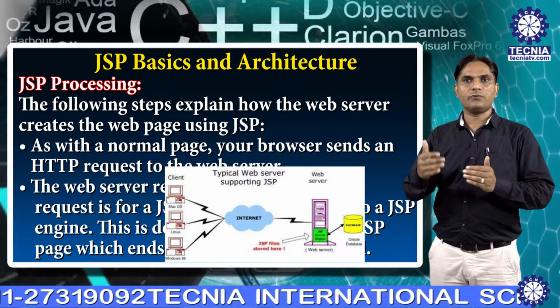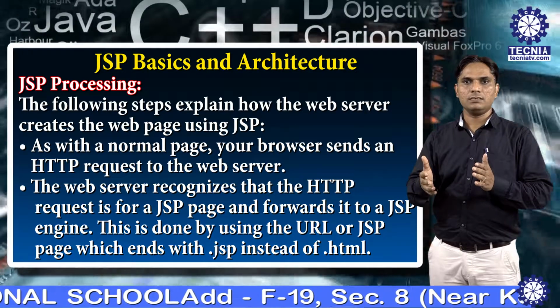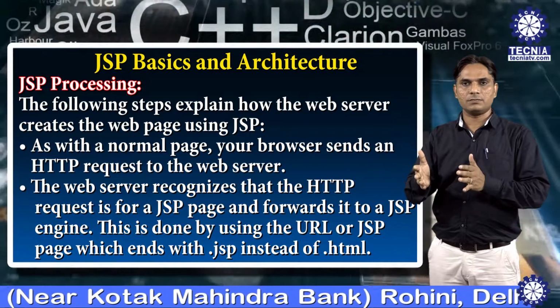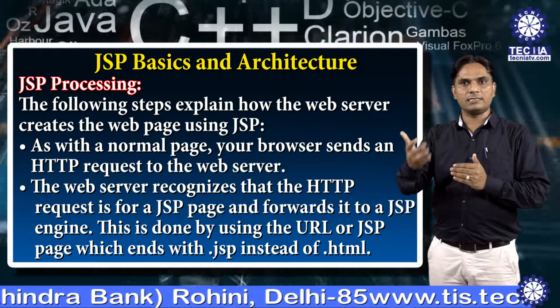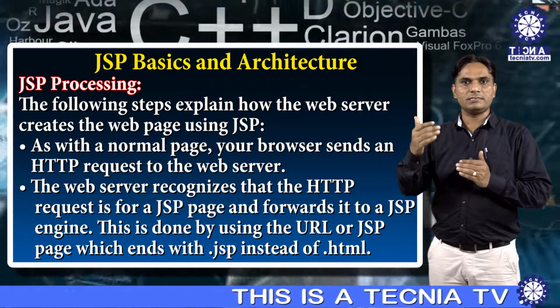JSP processing. The following steps explain how the web server creates the web page using JSP. As with a normal page, your browser sends an HTTP request to the web server. The web server recognizes that the HTTP request is for a JSP page and forwards it to a JSP engine.